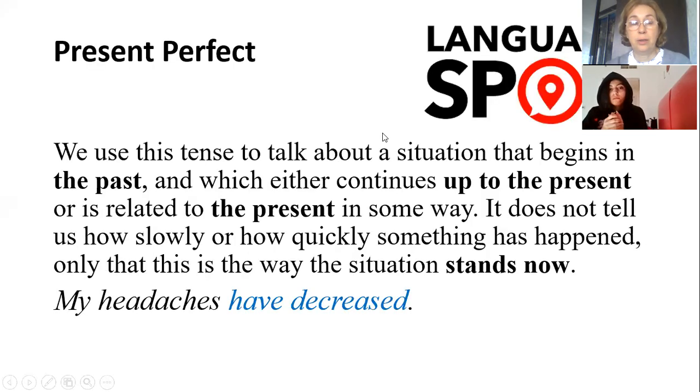Well, and so there is some information about the present perfect tense. Here we use this tense to talk about a situation that begins in the past, and which either continues up to the present or is related to the present in some way. It does not tell us how slowly or how quickly something has happened, only that this is the way the situation stands now, and it has some effect on the present situation. And the example here says, my headaches have decreased.